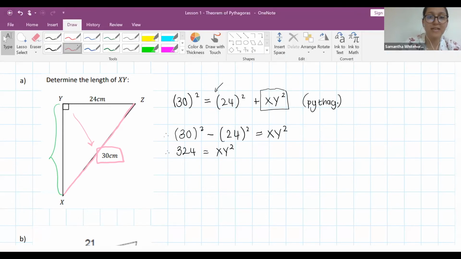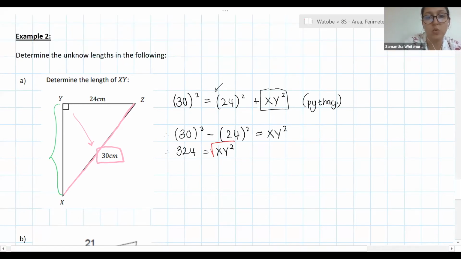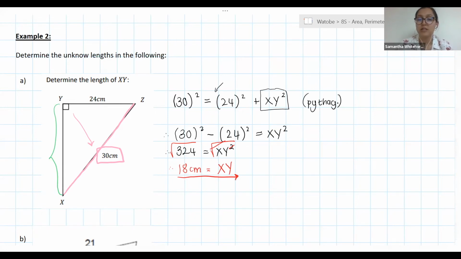I don't want xy squared, I just want xy, so I'm going to square root both sides. And if I square root 324, I end up with 18 centimeters as my length of xy. And so when I'm solving for a side that is not the hypotenuse, I'm going to essentially subtract from the hypotenuse one of the sides squared, which is what we've done here.